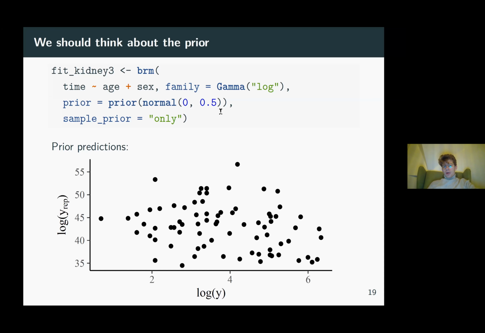And what is more, age is specified in years. So coefficients of 0.5 with an age range of, let's say, 10 to 80 years suddenly make a really big difference. And so the point I want to make here is that we should be thinking about prior distributions. When we know or hope that the data contains enough information to get reasonable estimates, then we can go with the default priors in BRMS, and we don't care for that.